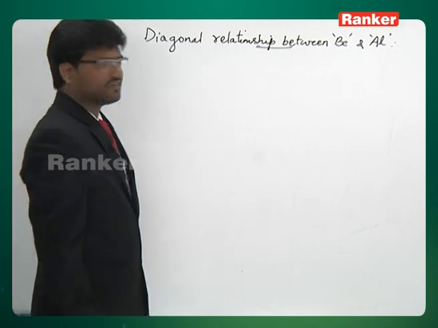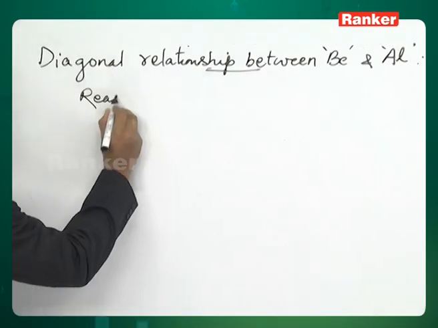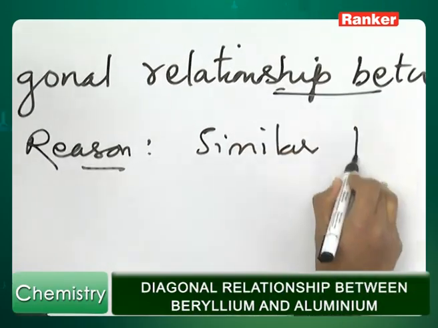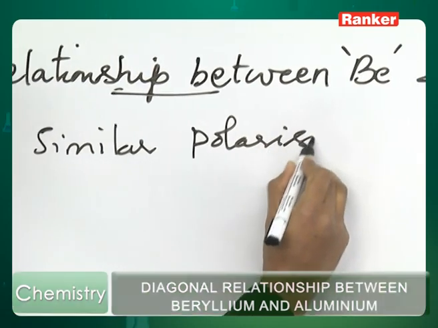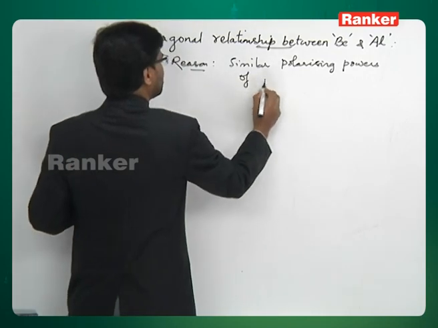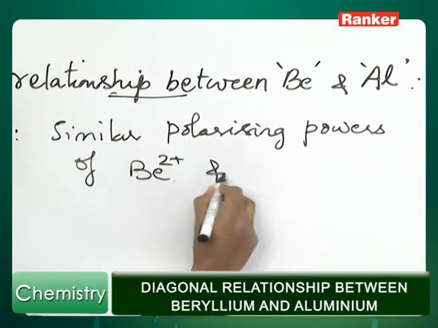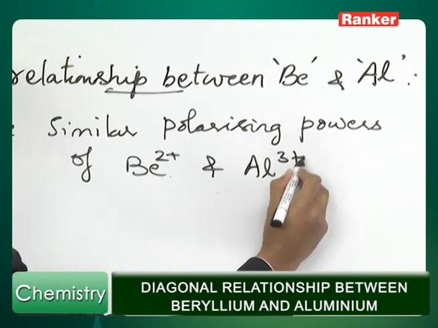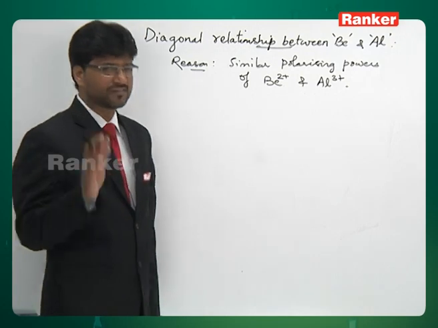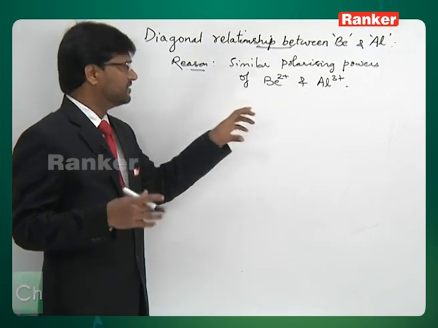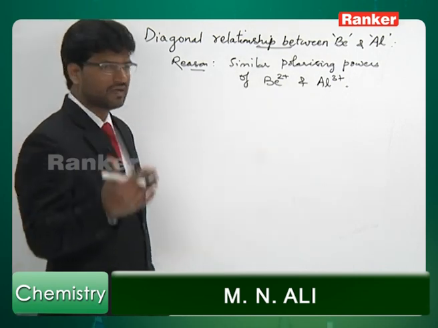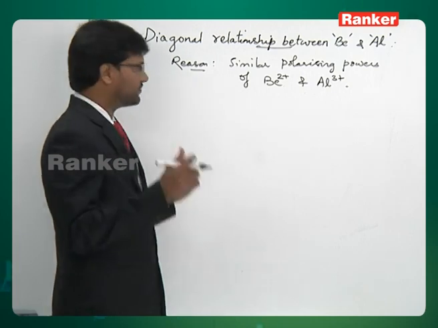The reason for this diagonal relationship is the similar polarizing powers of Be2+ and Al3+ cations. These two cations have similar polarizing power, and this is responsible for some similarities between the compounds of beryllium and aluminium. I'll give a few examples to emphasize this.